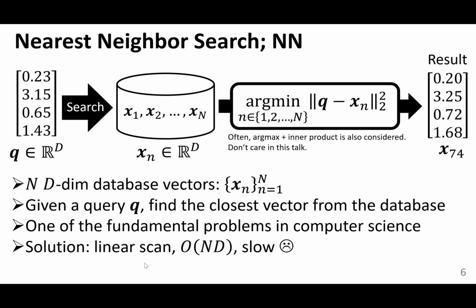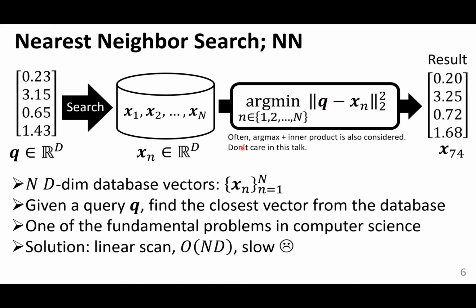Given a query vector Q, our task is to compute this equation, Q minus x_n, which is the L2 squared distance. So let's find the closest one in the database. In this case, we can get this one, right? And this one is actually very similar to the query. That's fine.